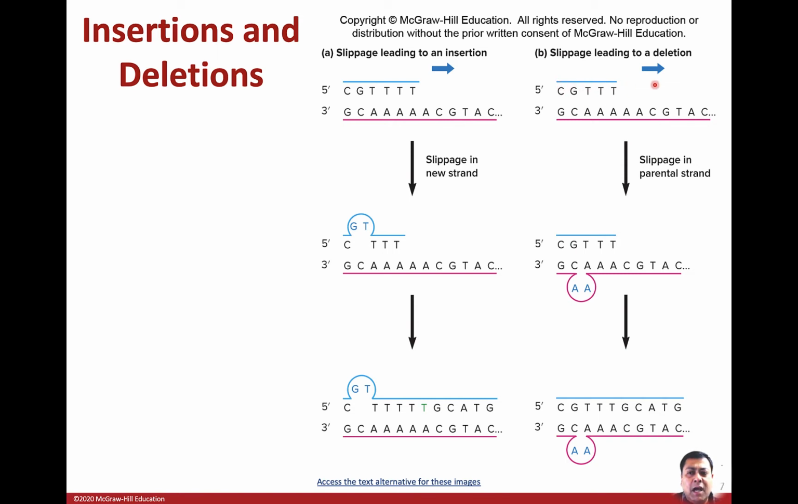As this is being done, if there is a slippage here, you can easily see that there were two A's in here, and those two A's will not be copied into the strand, which is the daughter strand. So these two A's are deleted here. So here you have an insertion of a base, and here you have a deletion of these bases. So these insertions and deletions actually can lead to much more drastic changes in the DNA sequences. And we are going to talk about that in detail, what they can lead to.